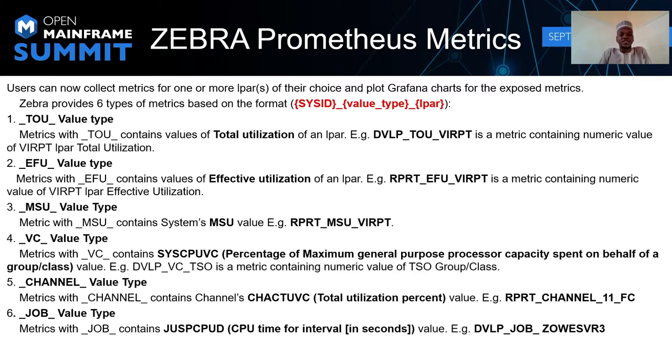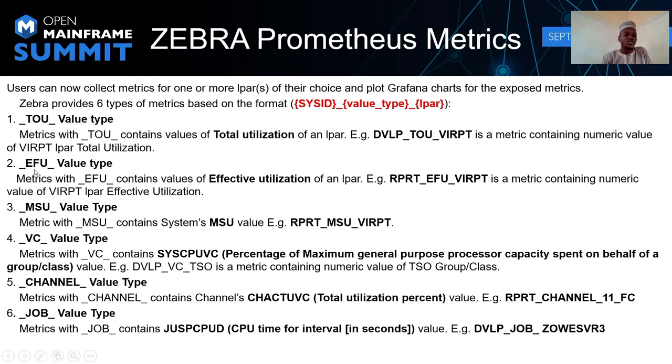So Zebra provides this type of metrics based on the format: the SYS, the system ID, underscore the value type, and then underscore the helper name. The value type can be TOU. TOU stands for total utilization. So all Prometheus metrics containing this TOU value type represent total utilization values.